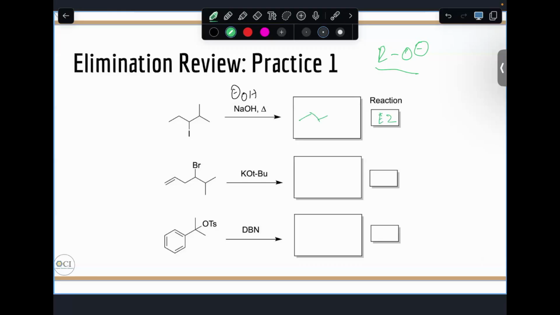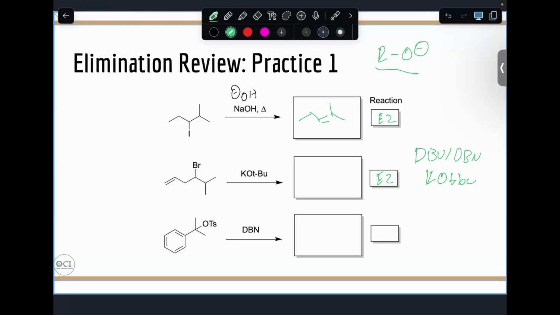That will form this. Next, looking at KOtBu, that's a reactant that you should know always does E2. There are a few that always do E2 and only E2, and that's DBU, DBN, and KOtBu.